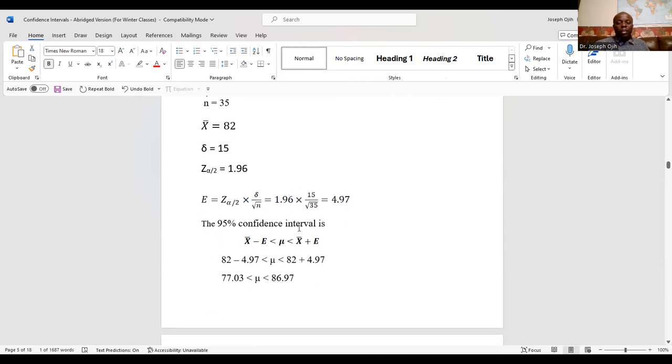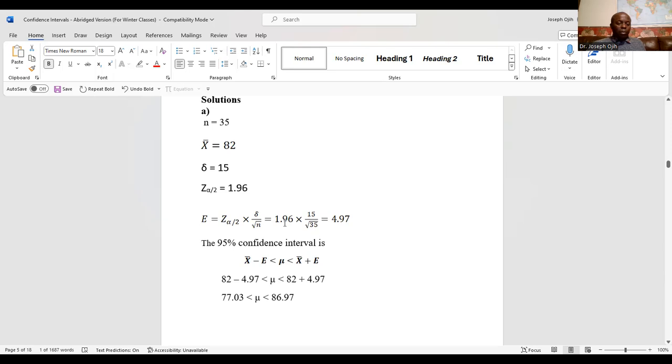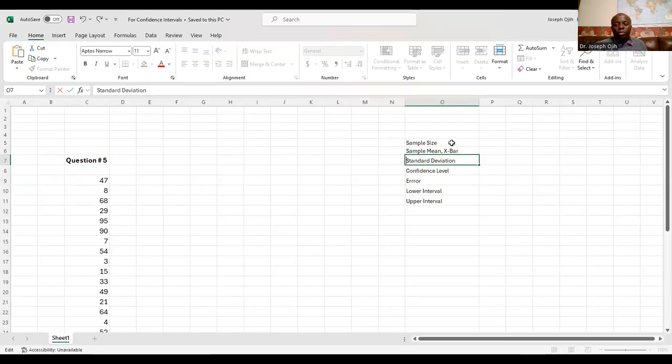Instead of going all the way, here is an easy way, and that's using Excel. So let's put some of these things in Excel, and then I'll show you how to get it right away. So you go to Excel, an easy way. I put the values that we need to use right here.